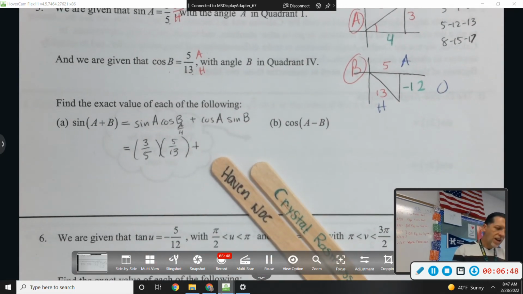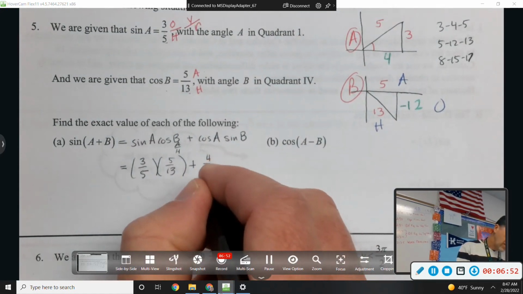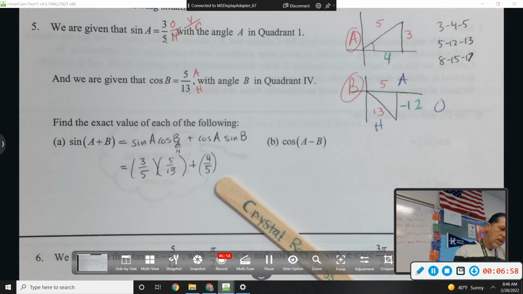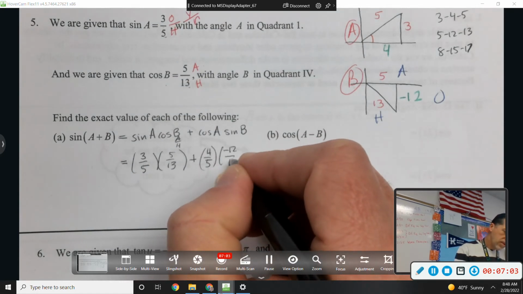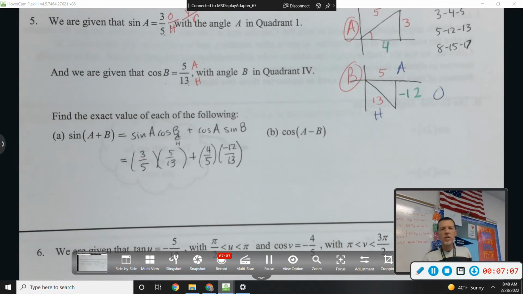Cosine of A. Haven, what's the cosine of A? 4/5. And Crystal, what's the sine of B? Yeah, -12/13, opposite over hypotenuse.